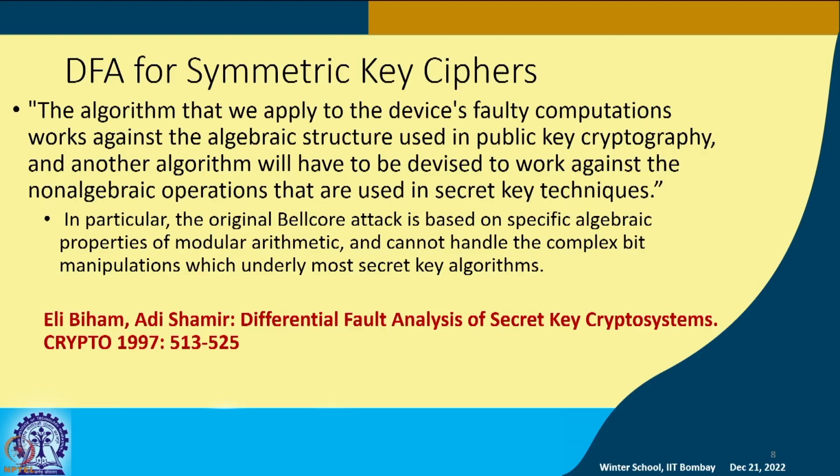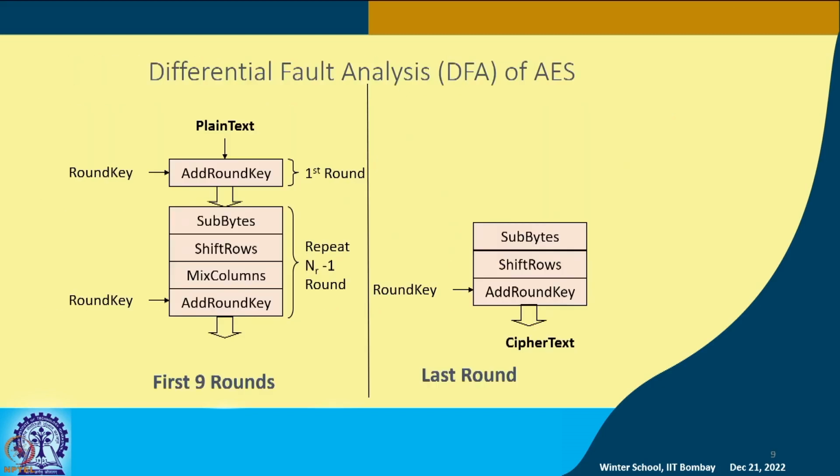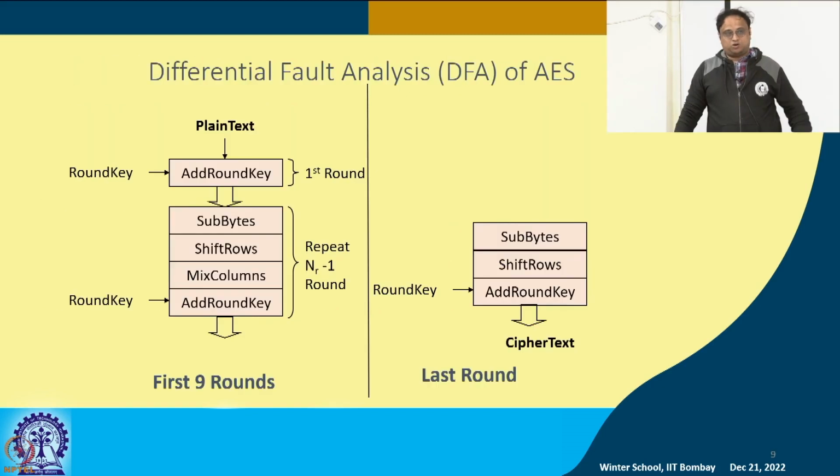So you would like to extend this for symmetric key ciphers, and there was a very nice paper again in crypto in 1997 by Biham and Shamir, where they showed how you can develop a differential fault attack on something like DES. So DES was a symmetric key crypto which was used at that time before AES came into the market, right? So now we would like to understand how I would extend a DFA to AES. I would like to do a fault attack of the AES crypto.